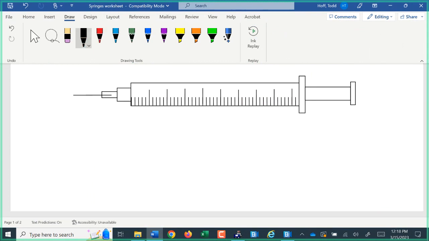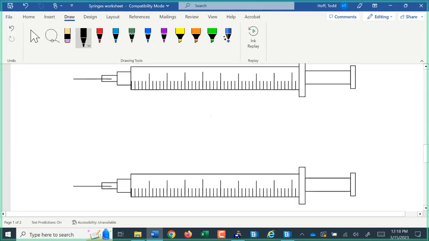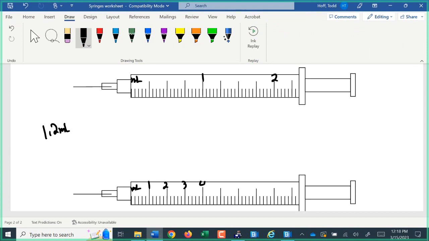If I needed to administer 1.2 milliliters to a patient, and I had the option of 2 syringes, this one here, where I have 1 and 2 milliliter marks, or this one down here. Now let's put them together here. So 1.2 milliliters is what we're administering. This one is milliliters. 1, 2. This one's also milliliters, but it's labeled like that. Which one would I want to use?